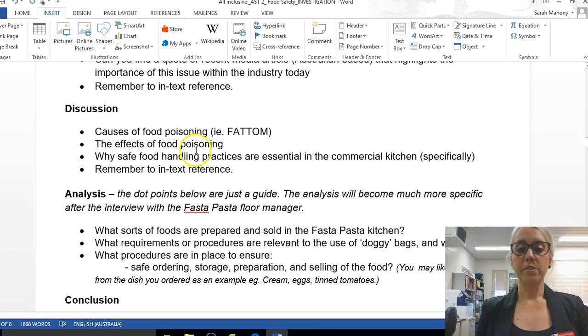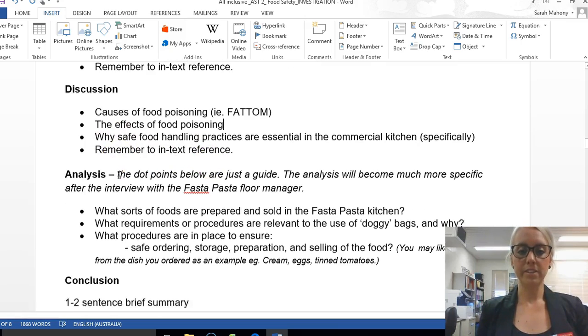Secondly, the effects of food poisoning. So what happens to a person when they consume a food that has the harmful bacteria? What are the symptoms? Third, why safe food handling practices are essential in the commercial kitchen specifically. So not talking about cooking at home, we're now talking about in the commercial kitchen, which means for commercial use where you're cooking for other people, often on a large scale. So why in particular is it important in the commercial kitchen to follow these safe food handling methods? Again, remember to in-text reference.